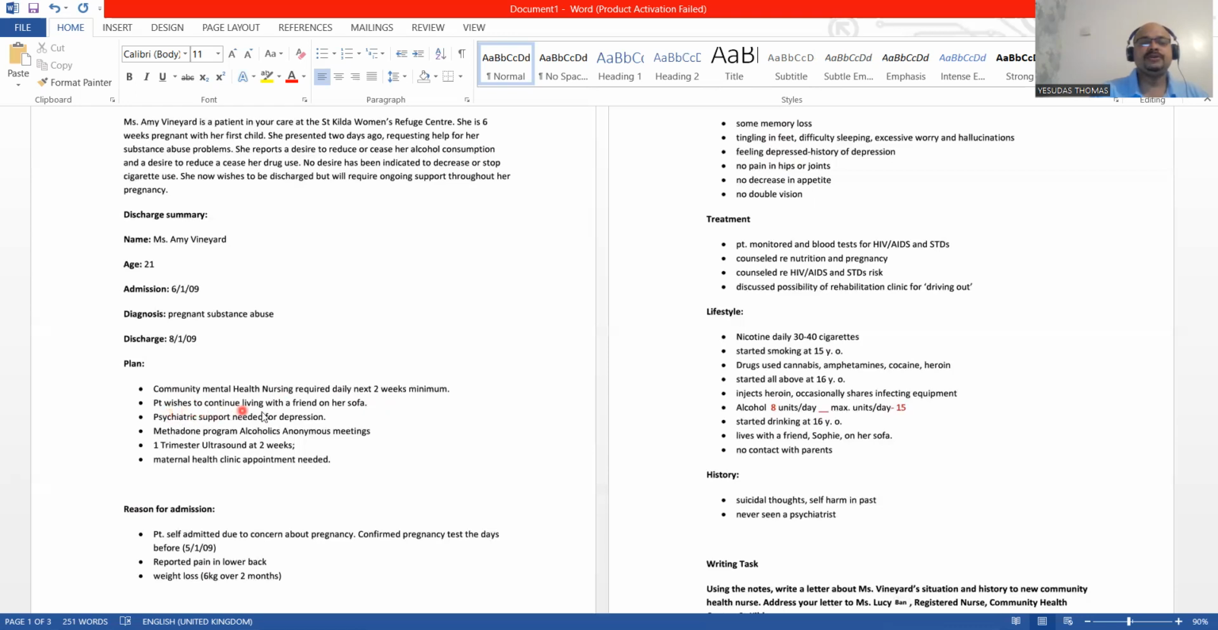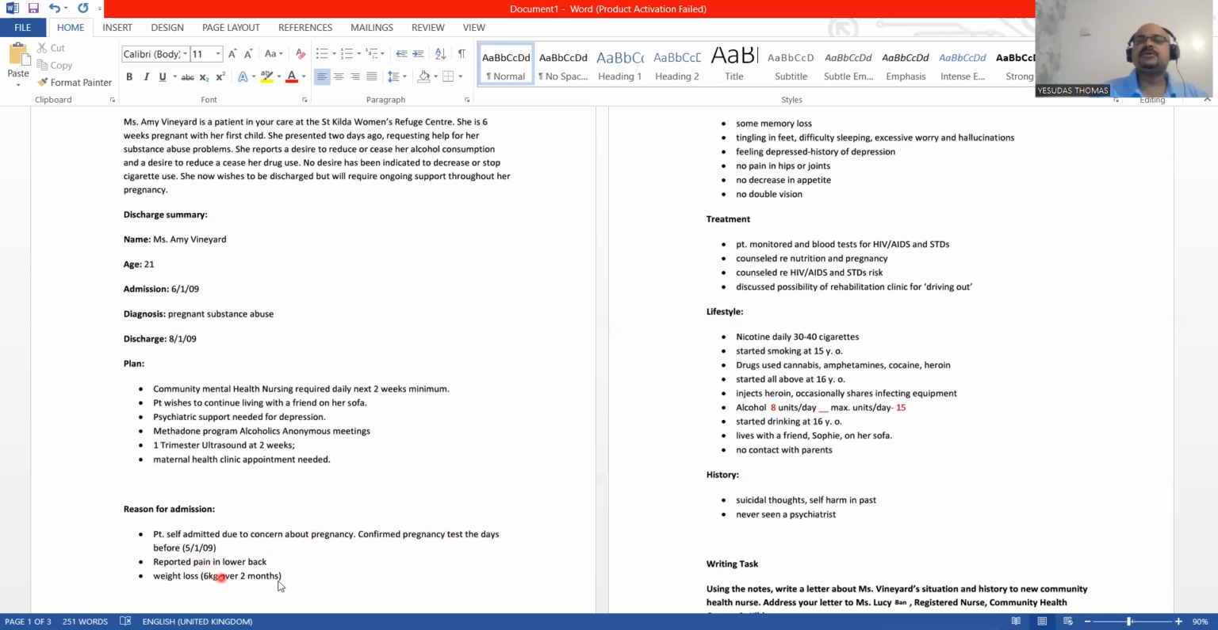First, the patient wishes to continue living with her friend. So it means that she is living with her friend for now. And depression, methadone program, first trimester ultrasound, maternal health, all these things are important. Now, with the reason for admission, she self-admitted to the refuge center with concern about the pregnancy, because her pregnancy test confirmed that she was 6 weeks pregnant on 5th of January.